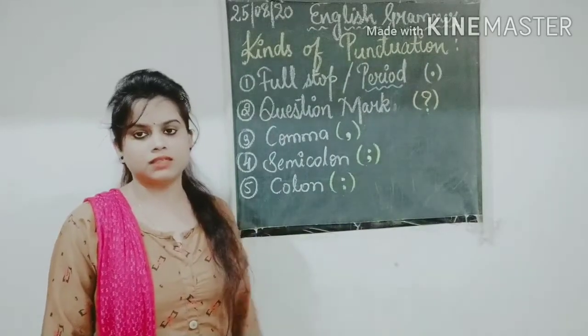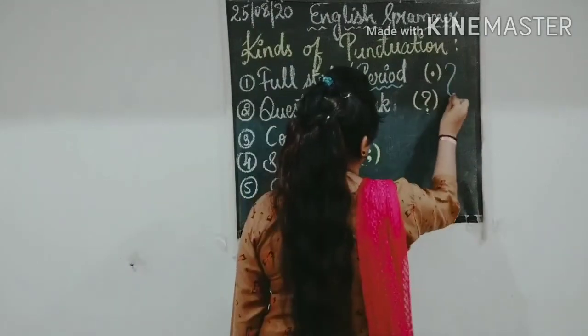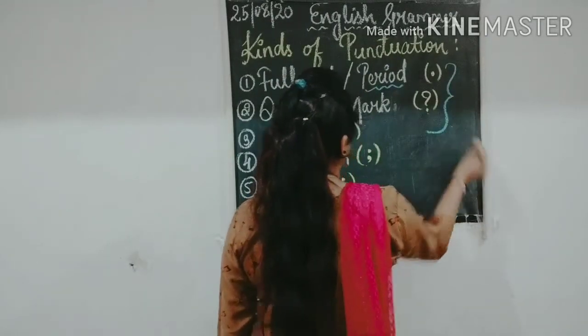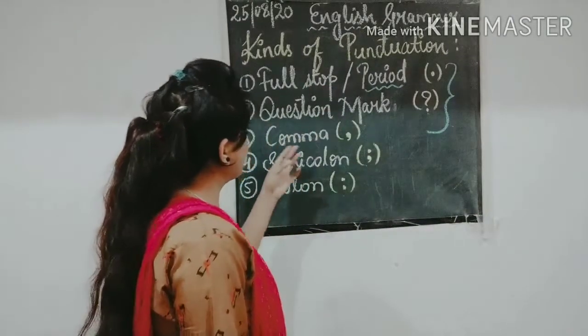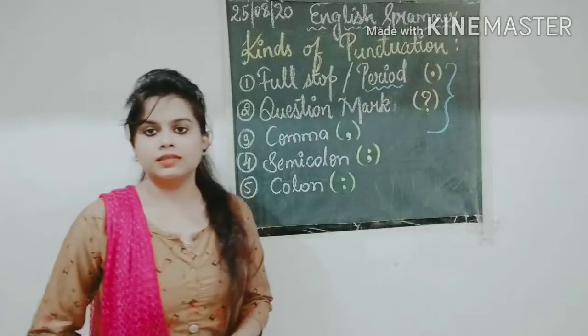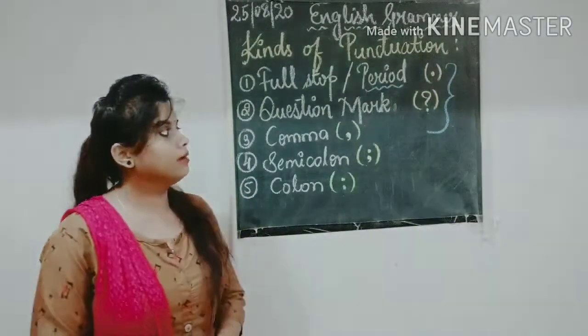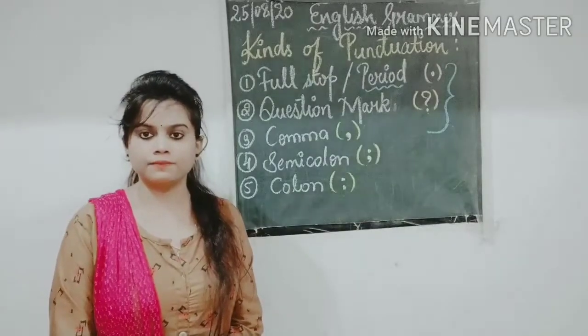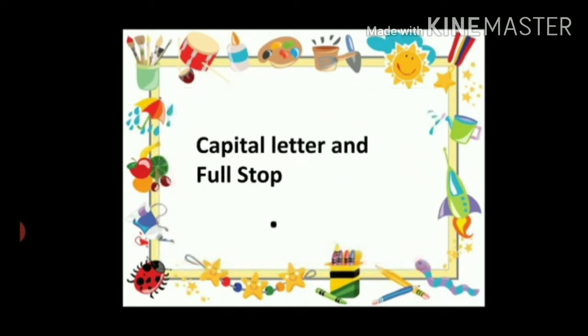Here these are only 5 punctuation marks. There are many punctuation marks in the English language. So the first 3 we are going to learn about are full stop, question mark and comma. Let us know more detail about these 3 punctuation marks. So, let's start the topic. First, we will learn about capital letter and full stop. Now look at the given sentence.